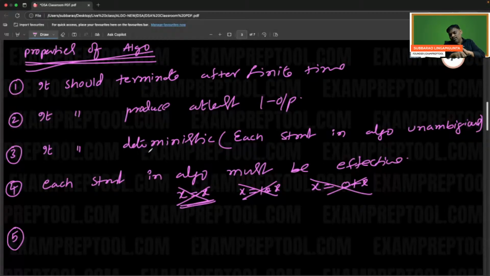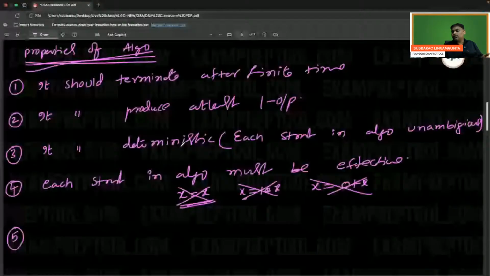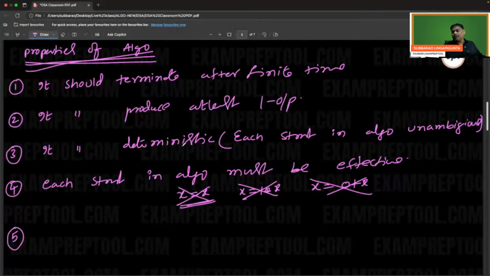Today is Wednesday. I think we will meet tomorrow. Don't say like that. If someone proposed to you, say directly yes or no. That is the meaning of deterministic. Every statement in the algorithm should be deterministic. Right? Two meanings cannot be there.